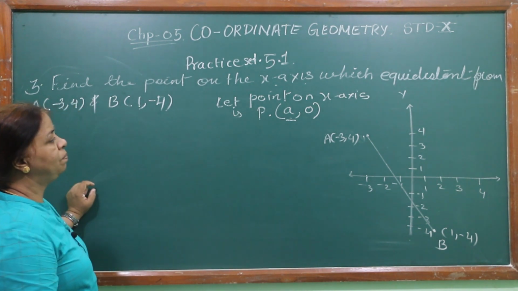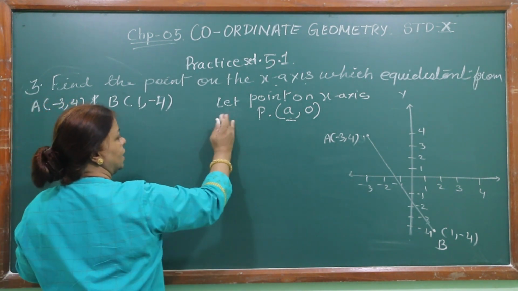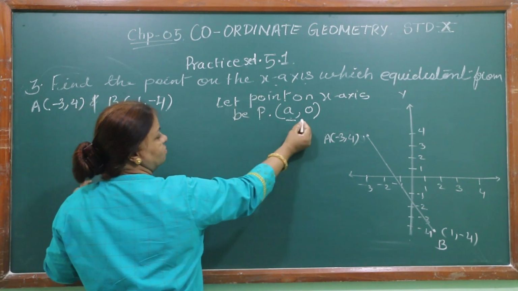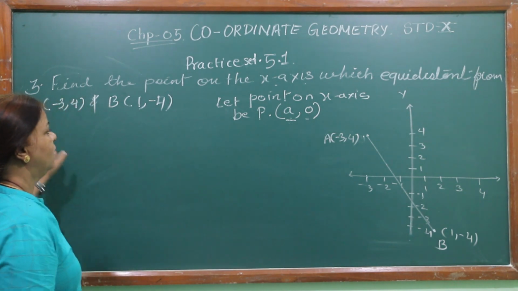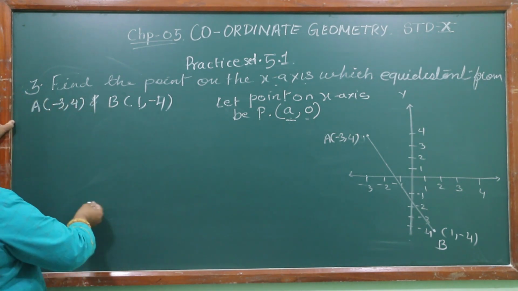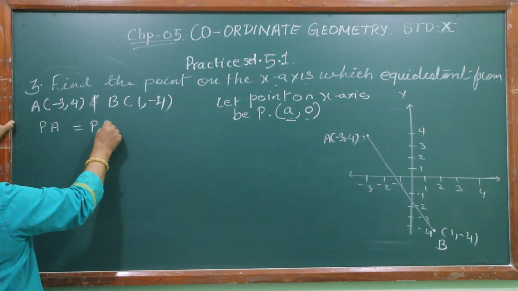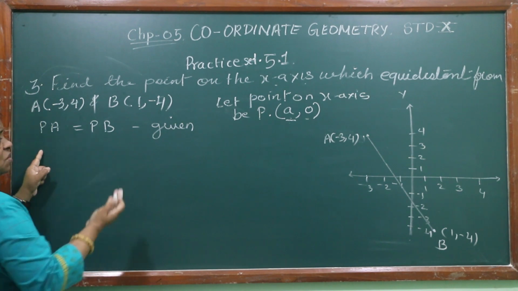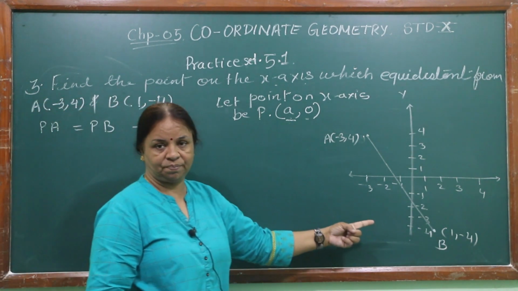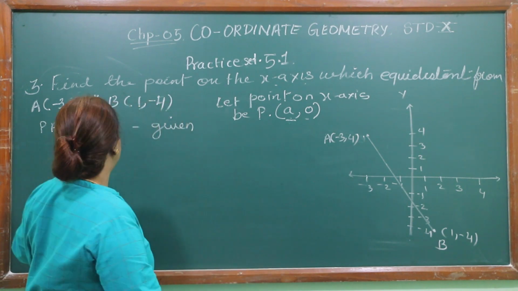Let the point on the x-axis be P, and its y coordinate is going to be 0 because it is on the x-axis. And if it is equidistant, PA will be equal to PB, because it is given that point P is at equal distance from A and B.